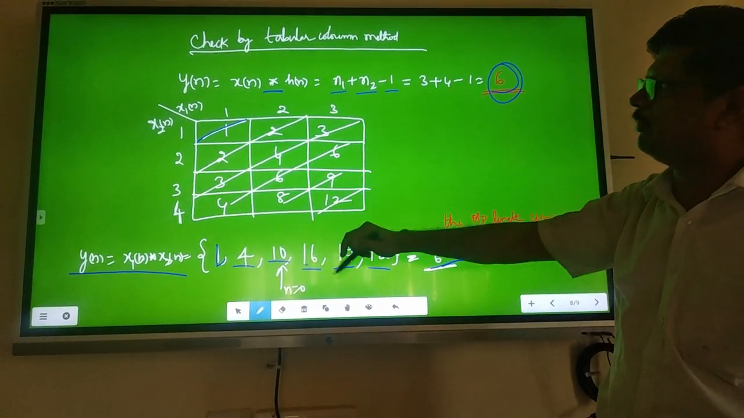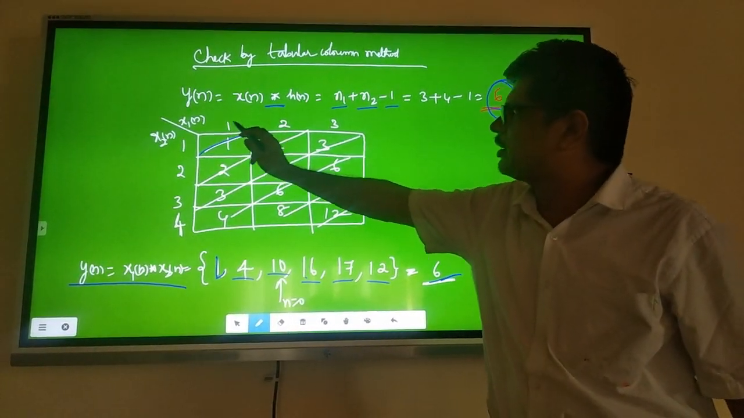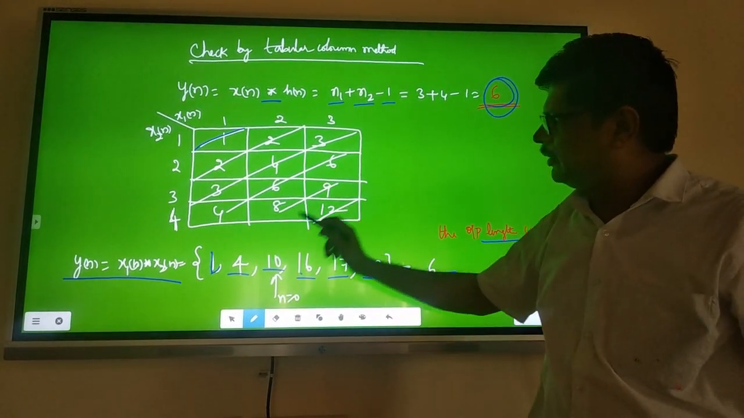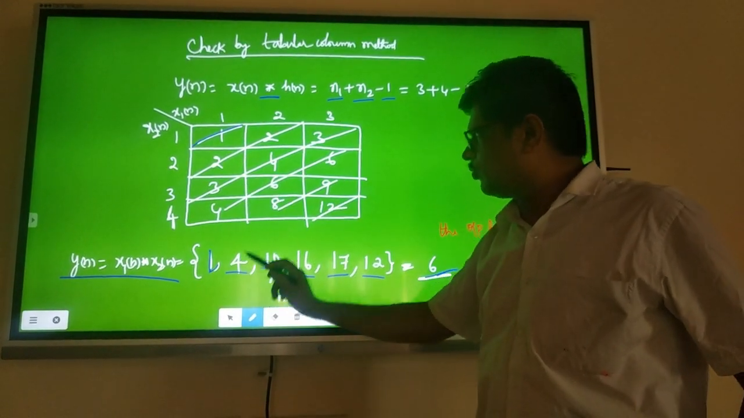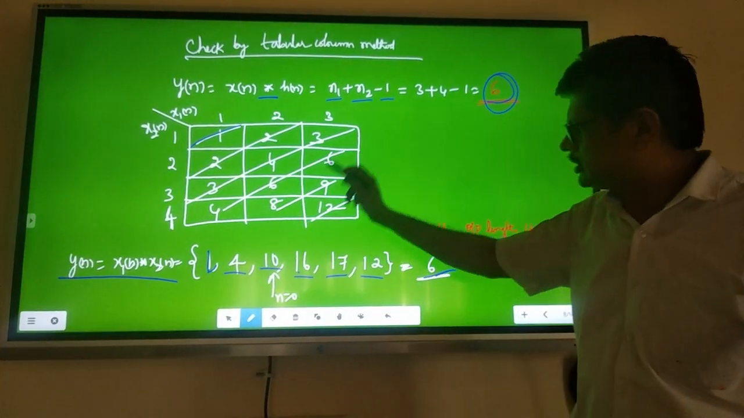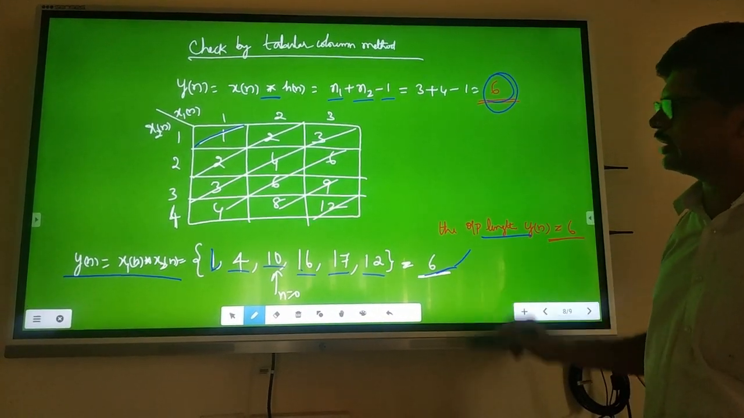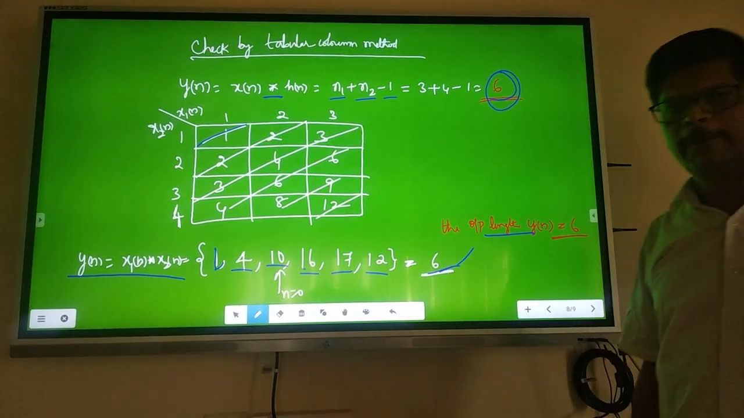Now an easy method to check, the tabular column: n1 plus n2 minus 1 is equal to 6. Write x1 of n in rows, x2 of n in columns, then multiply, then diagonally add. You'll get 1, 2 plus 2 is 4, then this is 10, this is 16, this is 9, 17, 12. The answer is the same. This is how, I hope I have made this method clear.